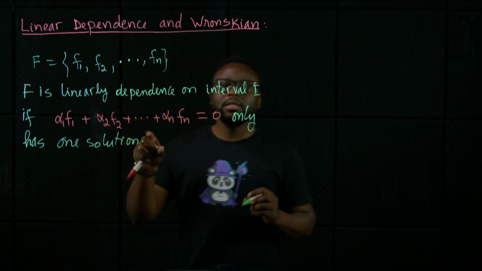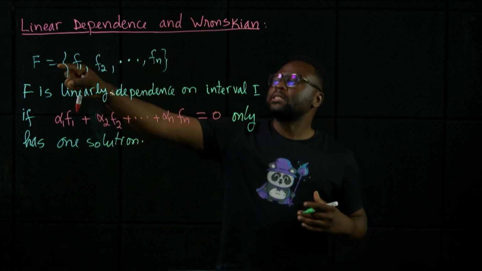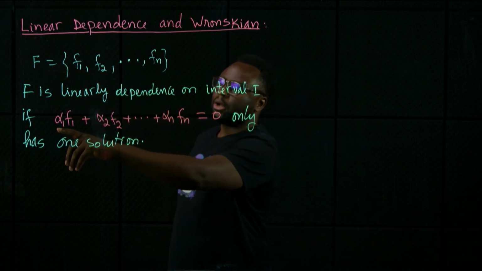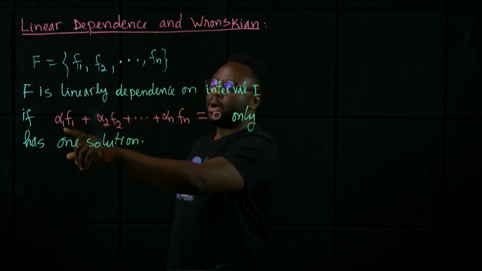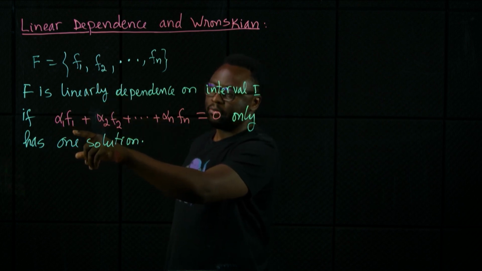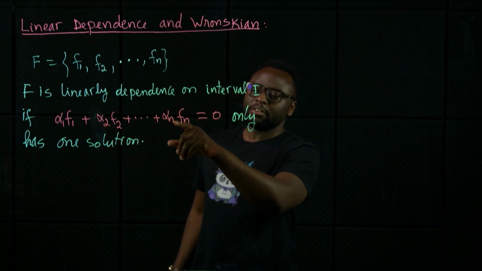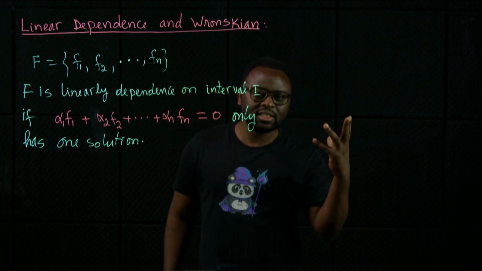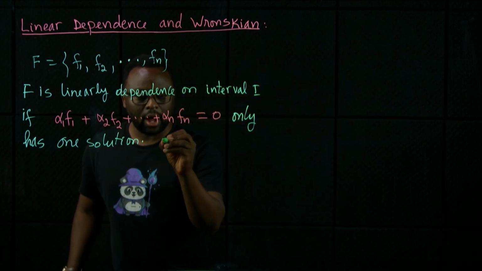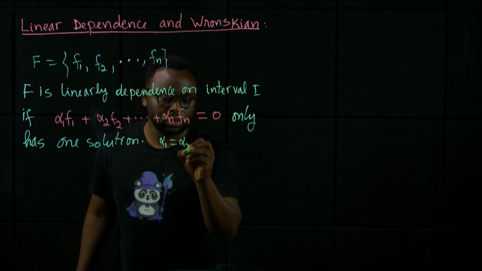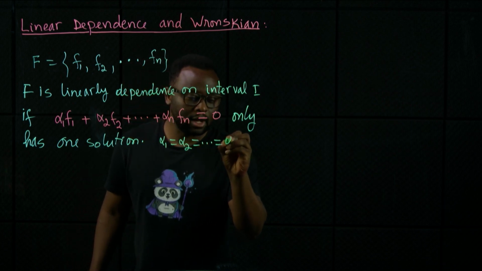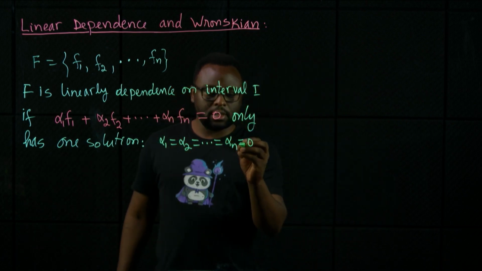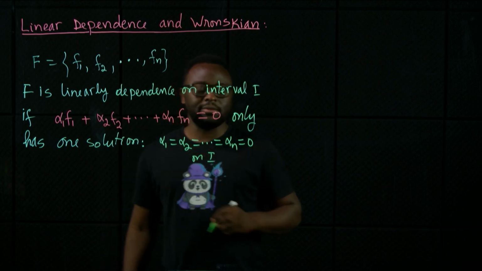And in this case, for us to show that the set F is linearly independent on this interval, we have to make sure that if you multiply each function here by a coefficient, alpha 1 times f1, alpha 2 times f2, till alpha n times fn, it should be 0, that this has only one solution. And what is that solution? That solution is alpha 1 equal alpha 2 equal up to alpha n, and this should be 0. This is the solution, and this solution is on this interval.